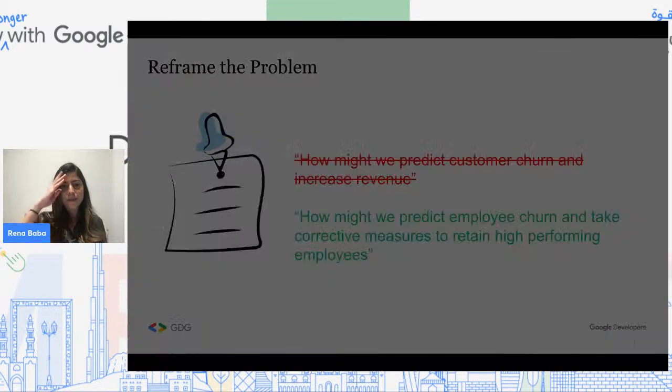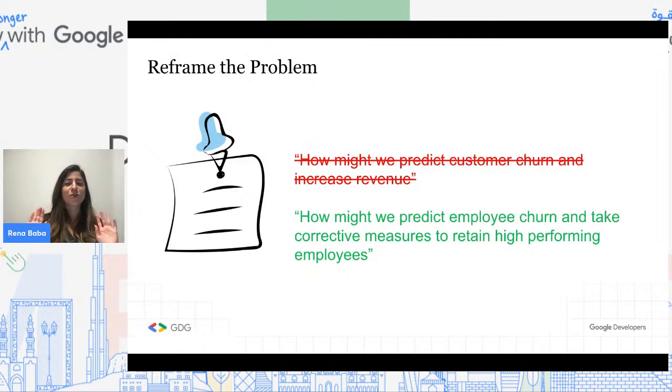And as you can see, it completely changes the project. So instead of now predicting customer churn and how we can retain them, we are now going to look at predicting who is going to leave in terms of employees.